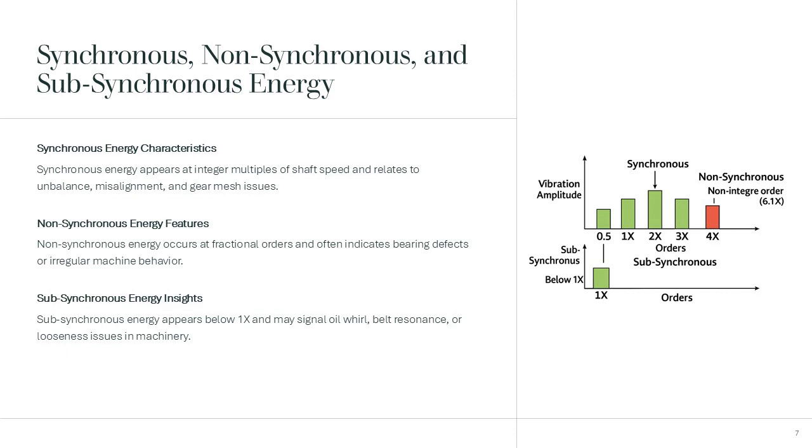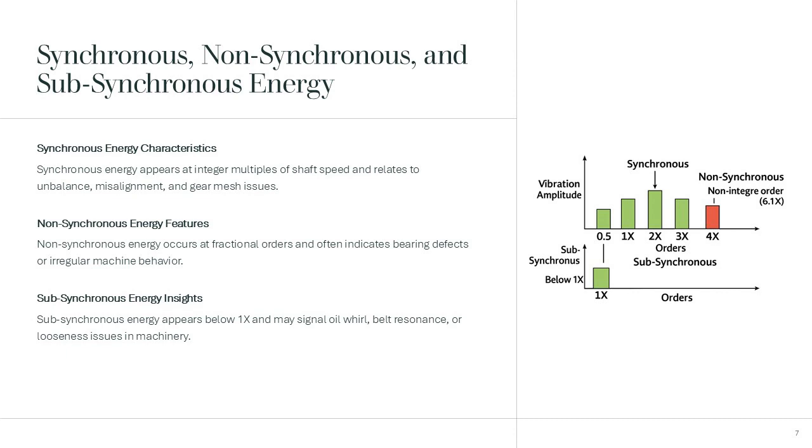Non-synchronous energy appears at fractional orders, such as 6.1 orders or 3.09 orders, and often indicates bearing defects or other irregularities not directly tied to shaft rotation. Subsynchronous energy occurs below 1x or 1 order and may signal issues like oil whirl, belt resonance, or looseness.